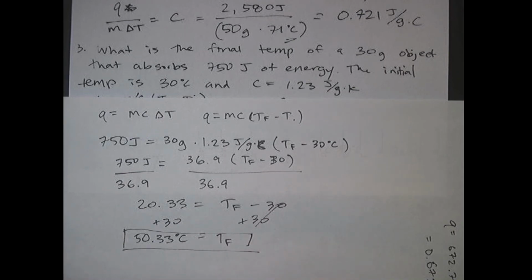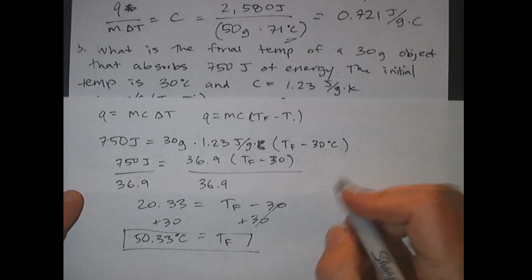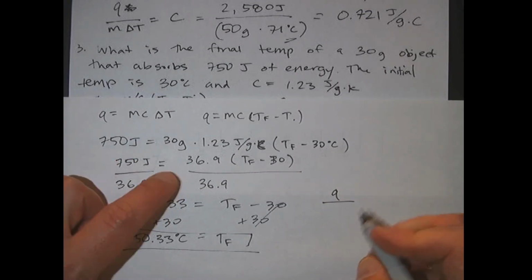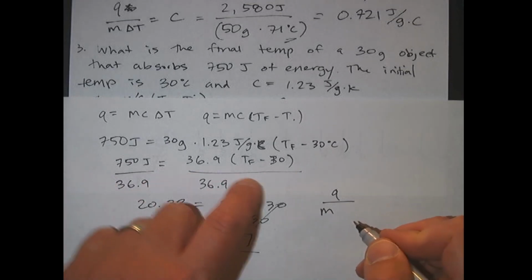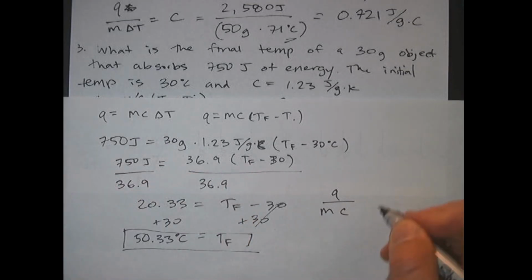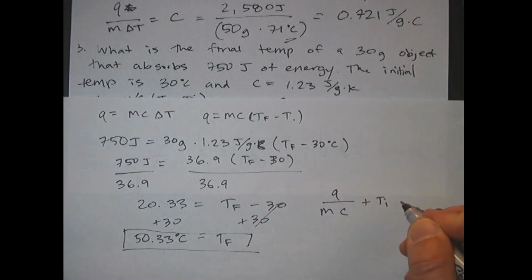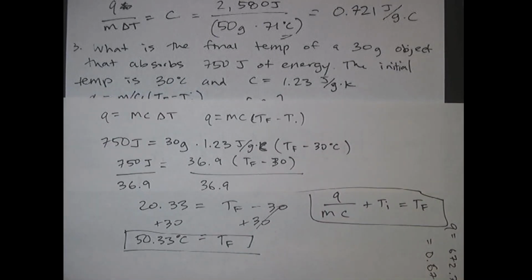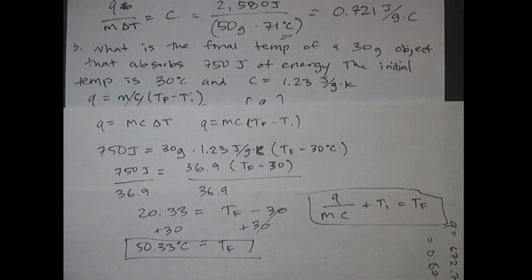Any way you want to do it is fine. That way has, I think, more calculator steps, but students seem to like it that way. But you can rearrange it first if you wanted to. If you rearrange it first, you're just going to say Q over m and c plus initial temperature equals final temperature. Either way, it works fine. You're going to get the same answer either way you do it.